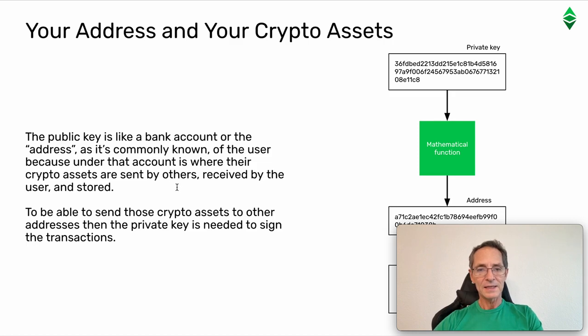The public key is like a bank account, or the address, as it is commonly known, of the user, because under that account is where their crypto assets are sent by others, received by the user and stored. So when I send you 1 ETC to your public address, you receive it and you can keep it there, and if you need to send it somewhere else in the future, you use your private key. To be able to send those crypto assets to other addresses, the private key is needed to sign the transaction, as I just said.